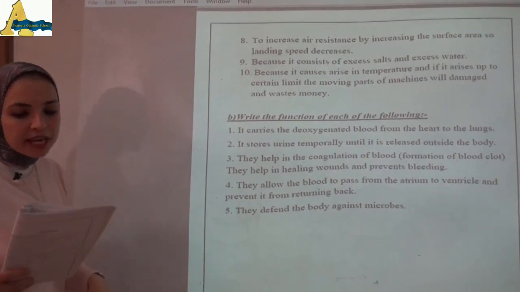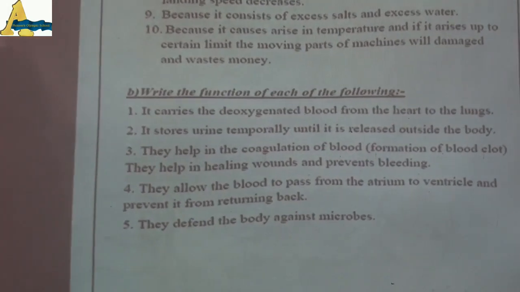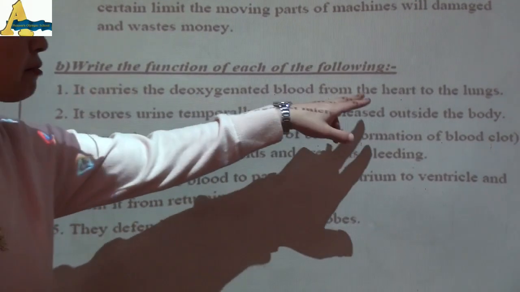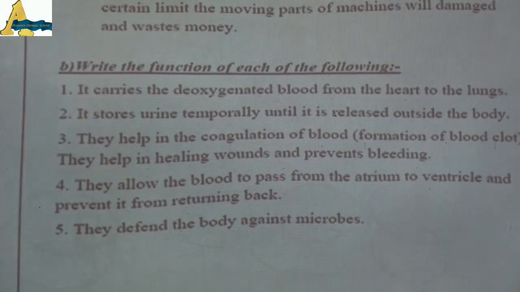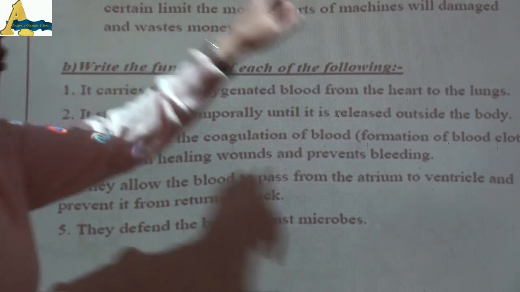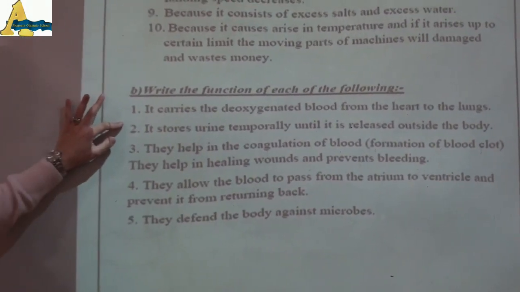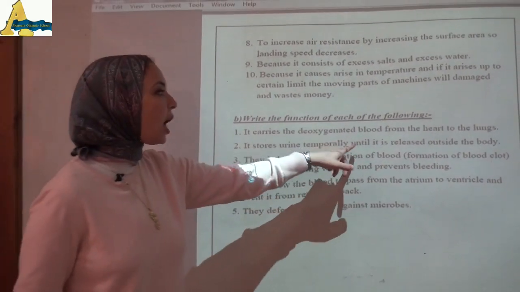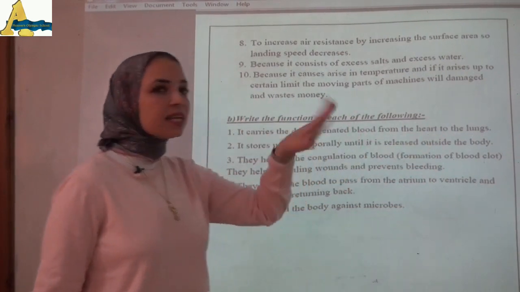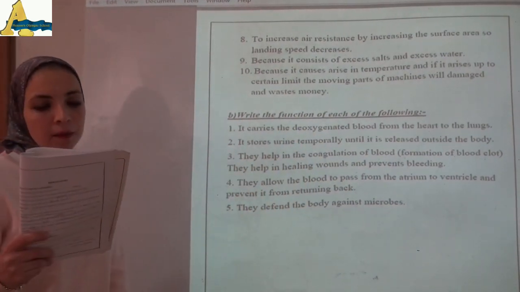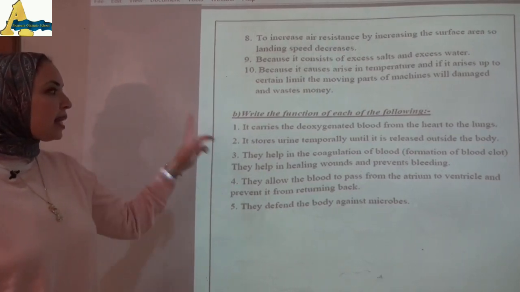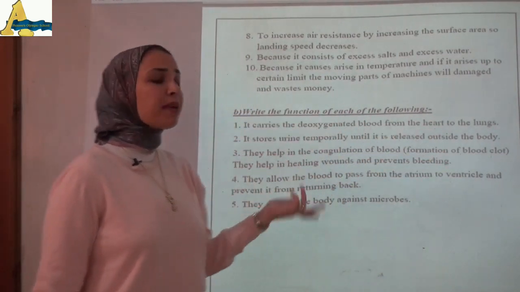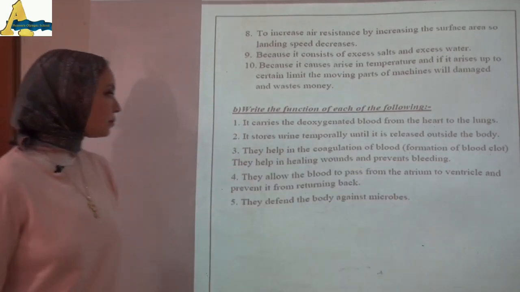Write the function of each of the following. The pulmonary artery carries the deoxygenated blood from the heart, from the right ventricle, to the lung. The urinary bladder stores the urine temporarily until it is released outside the body, until the body gets rid of it. Blood platelets, as we said before, help in coagulation of blood, or formation of blood clots, and prevent us from bleeding.